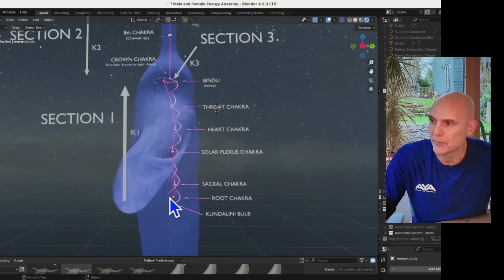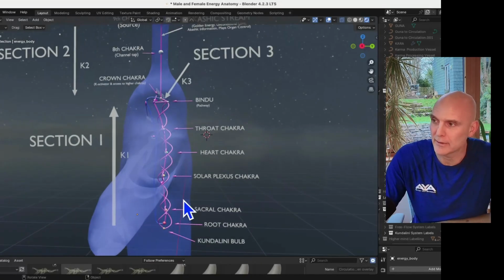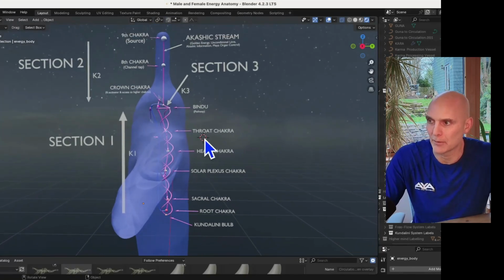Right then, so Section 1, the chakras. So when a person is ready for a Kundalini awakening, it will activate.